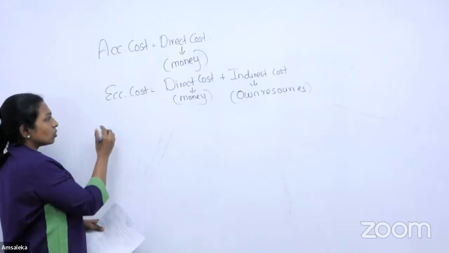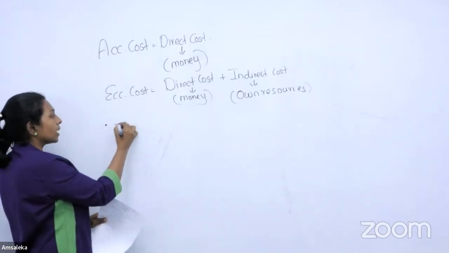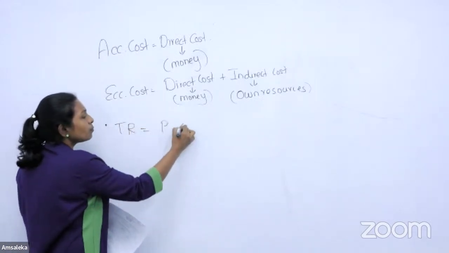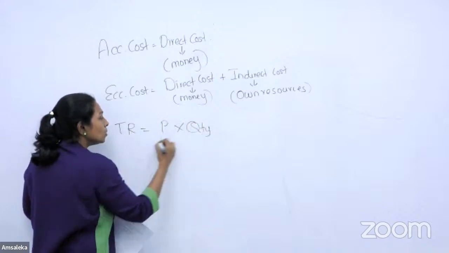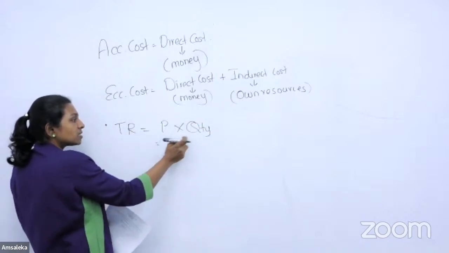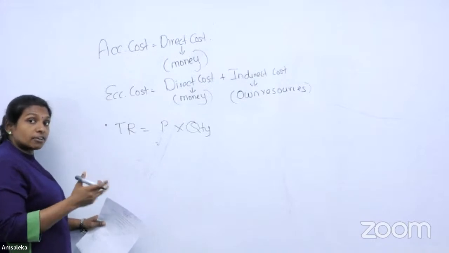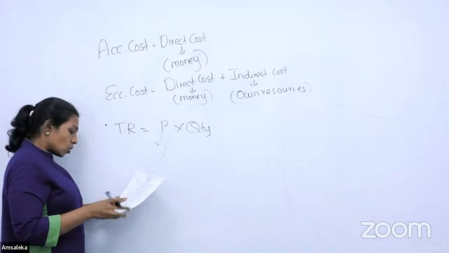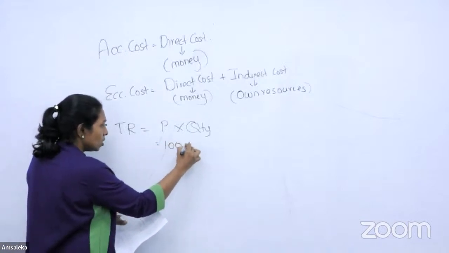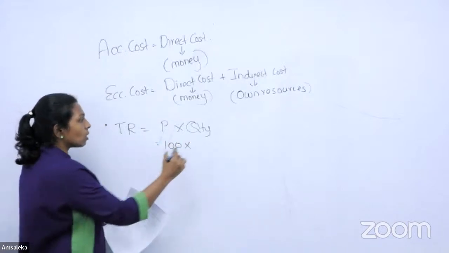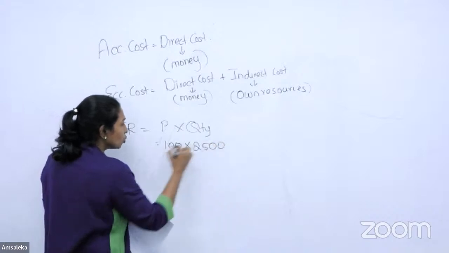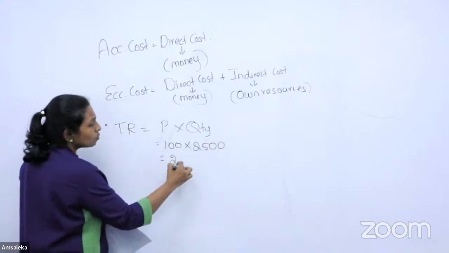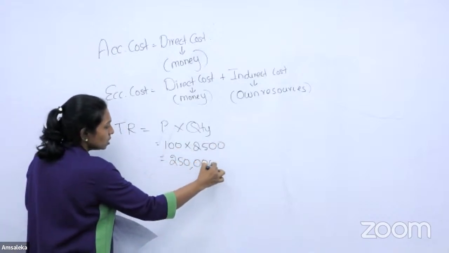Total revenue, what profit is asked. Total revenue means price into quantity sold, what you earn from selling all the goods. The price is given as 100, and the quantity sold is given as 2,500 from question number 2. Therefore, how much money did you earn?